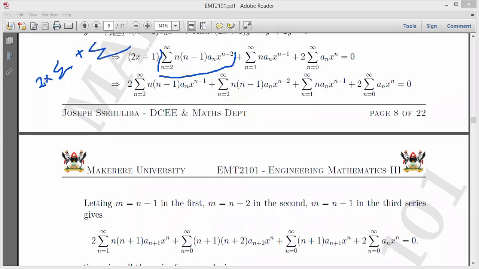But now this 2x, it has this x here that we have to take inside. That's why you see here, you only see it as a 2. The x, this x here has been taken inside. How? This was x to the power n minus 2. So we have x to the power n.